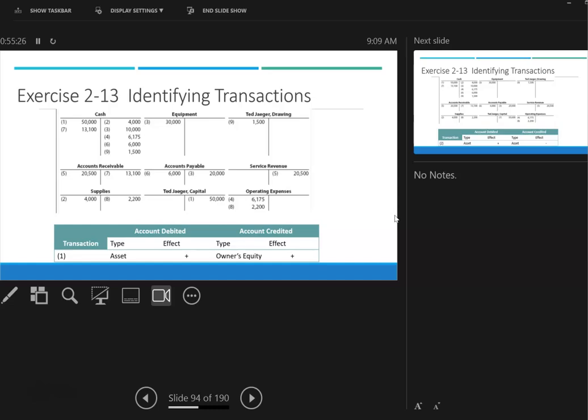What about number two? Do you see number two, supplies show $4,000 and cash is a credit of $4,000? What do you think happened? Bought supplies. One asset went up, one asset went down. Number three, do you see $10,000 is a credit to cash? Where's my other one? Accounts payable.